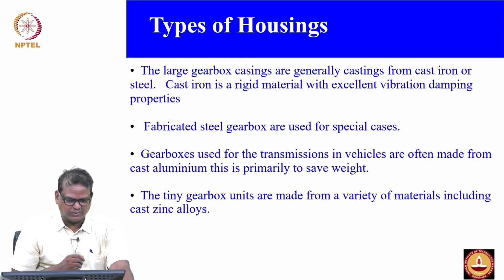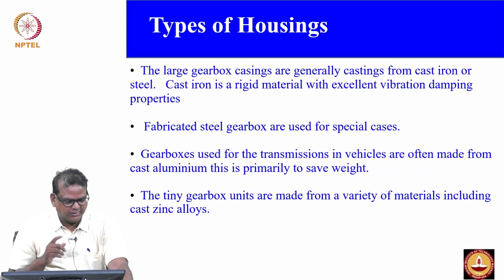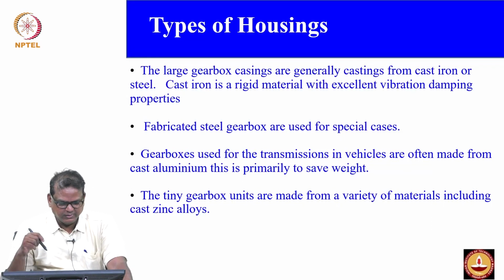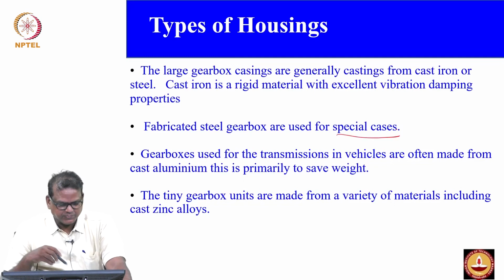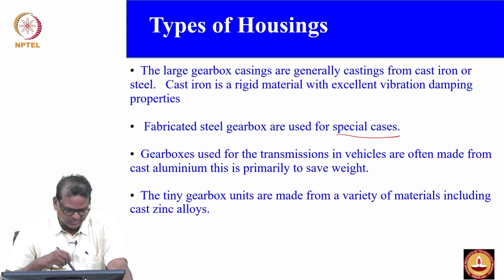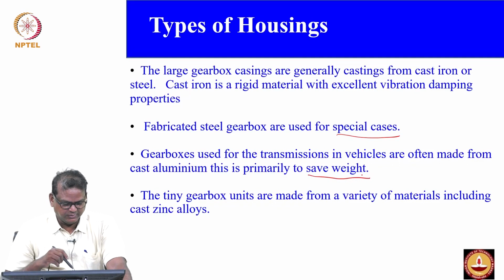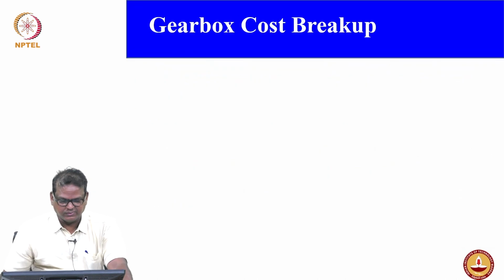You can see again the housing. The large gearbox housing is generally a casting made from cast iron or steel. Cast iron is a rigid metal with excellent vibration damping properties, and fabricated steel gearboxes are used in special cases. Gearboxes used for transmission in vehicles are often made from cast aluminum for the lightweight aspect. Smaller, tiny gearbox units are made from a variety of materials including cast zinc alloys, okay.